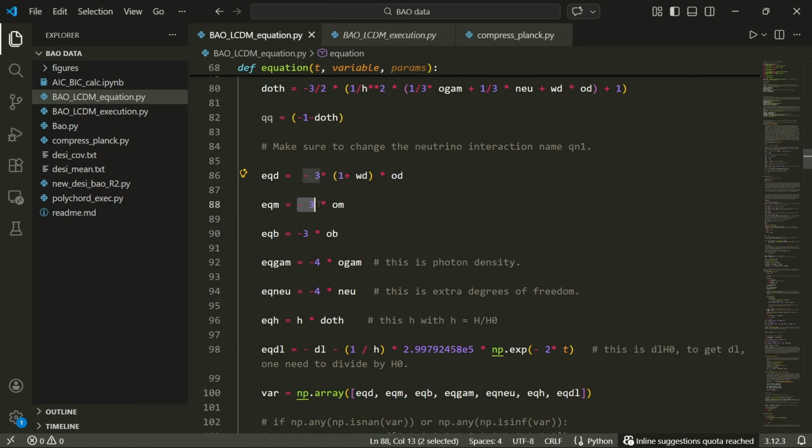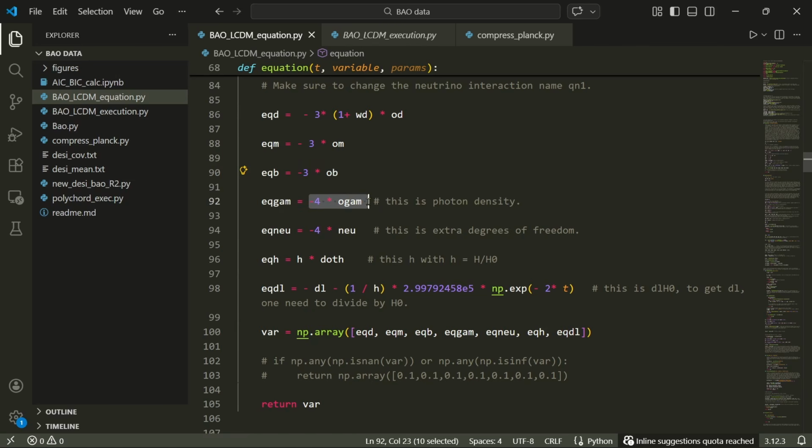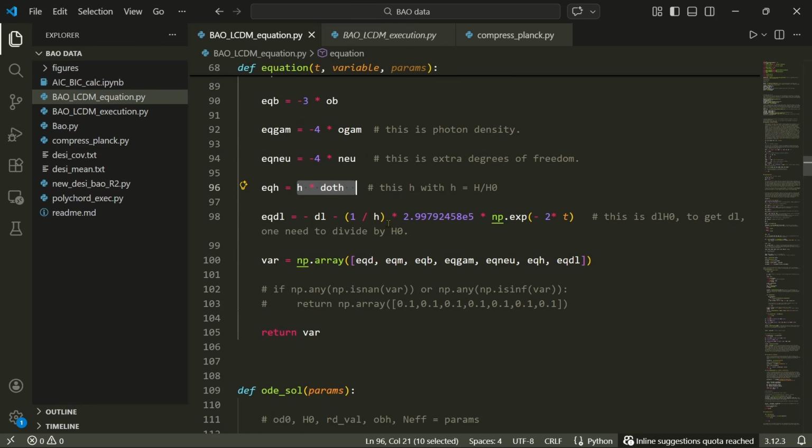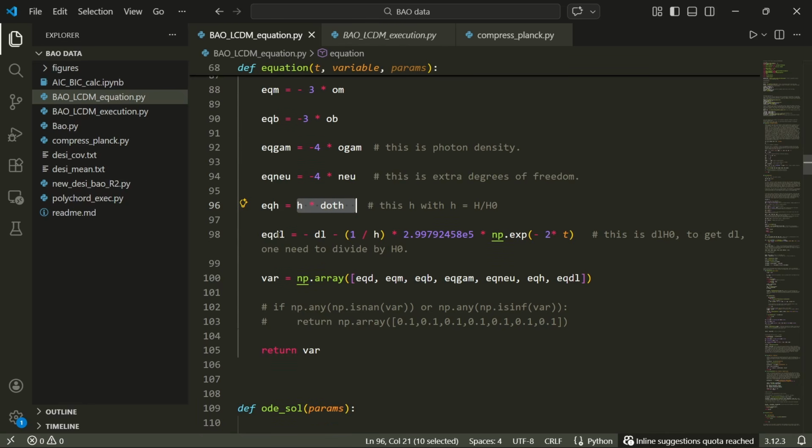Similarly, for the equation of matter, I am taking it that dark matter is also pressureless, minus 3 into omega m. For baryon, minus 3 into omega baryon. For omega gamma, it is minus 4 into omega gamma. The equation of neutrino is defined as minus 4 into nu. The equation of Hubble is h into dot of h, s dot, okay? H will multiply it. Now the equation of dl is minus dl, whatever I have expressed.